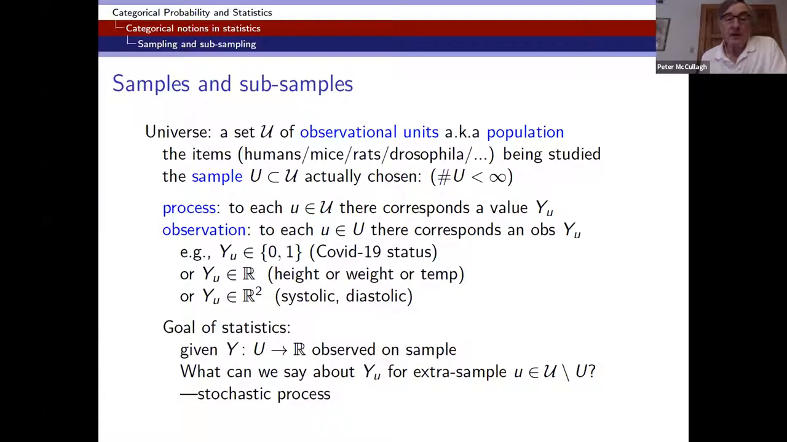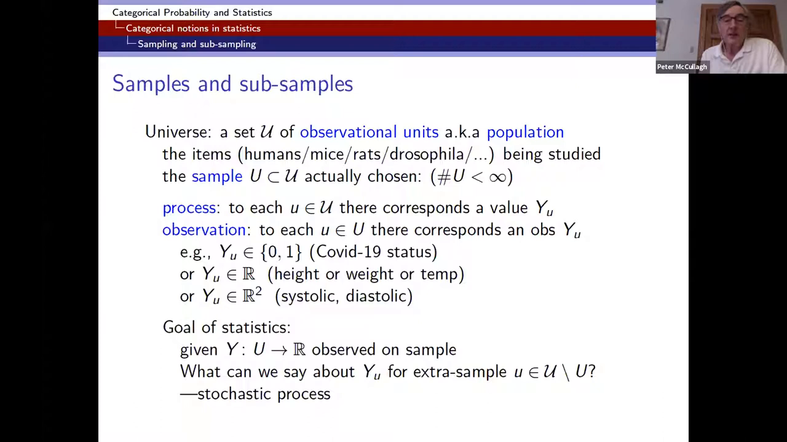And so notionally there's a process. So to every unit in the population, there corresponds a value. And it's not always a real number, of course, but just for definiteness in notation and what follows, I will presume that the value for each unit in the population is a real number or complex number or even a vector, but just keep it real for simplicity.